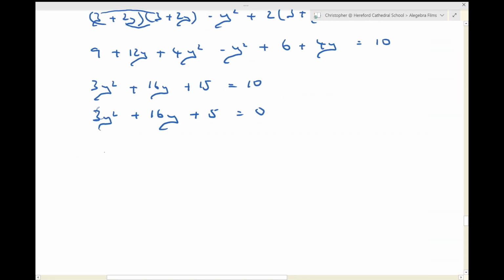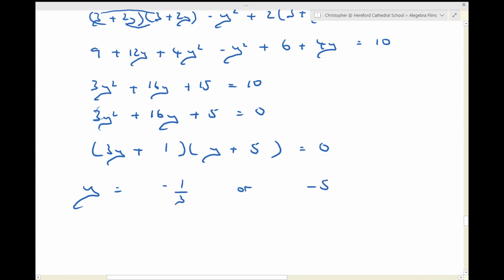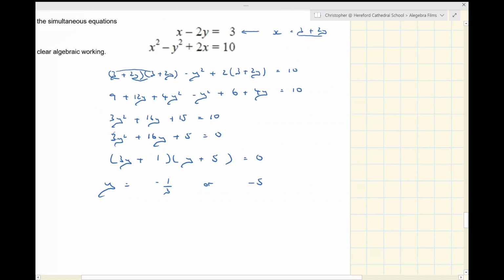I'm going to try and factorise because I've got 3y squared, so I know it's got to be 3y and y there. It's all pluses, so that makes life easier. And it's 16y, and I've got to multiply to 5. Look at that. I'm going to put the 5 here because that gives me 15y plus another y there. It gives me 16y. So y is going to be minus 1/3 or minus 5. Good.